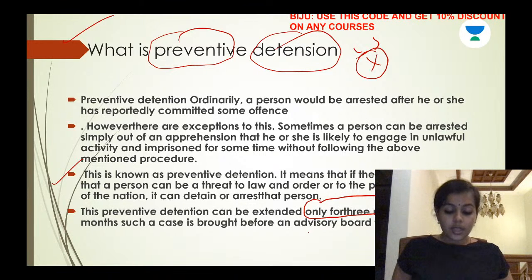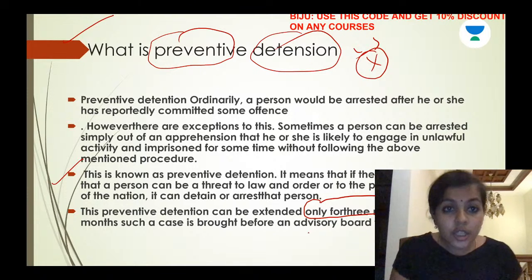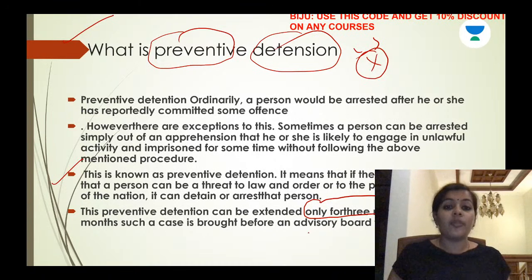So this is the case of preventive detention. Did you get it? Did you understand the concept of preventive detention? So I'll explain once more. Once you get the concept, that is very important in the case of preventive detention.